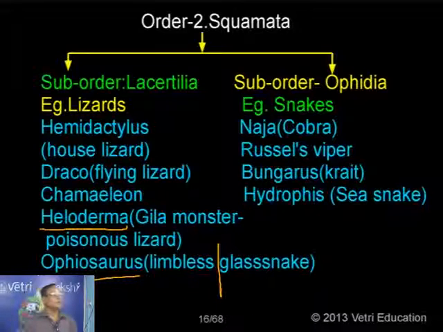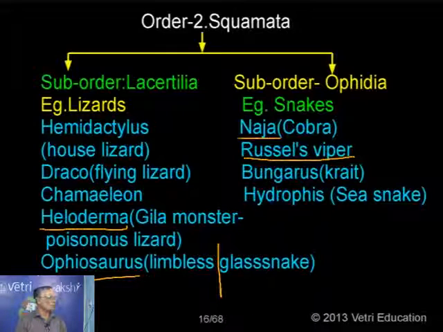Then suborder Ophidia, which includes all the snakes, the deadly poisonous ones, Naja naja, the common cobra, and also the king cobra. Then Russell's viper, pit viper. Yes, so Ophiosaurus does not have limbs, but it is included under the order Lacertilia, because it has characteristics similar to that of the lizards.